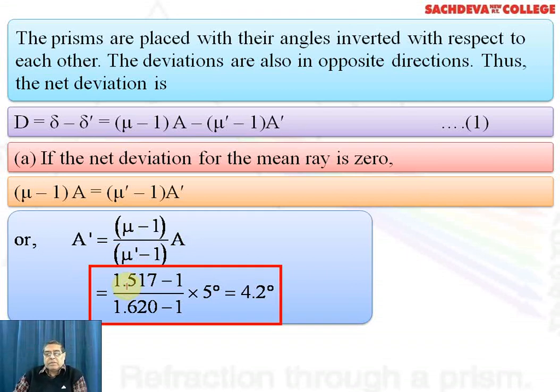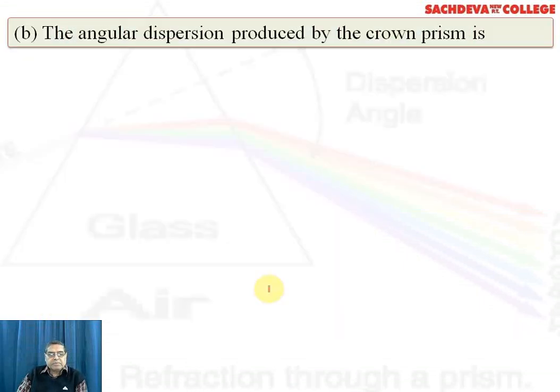A is given in the question, 5 degrees. Remaining values are also given. So the angle of prism in the second case will become 4.2 degrees. Second thing, we have to find the angular dispersion produced by the crown prism. So how to get this value?